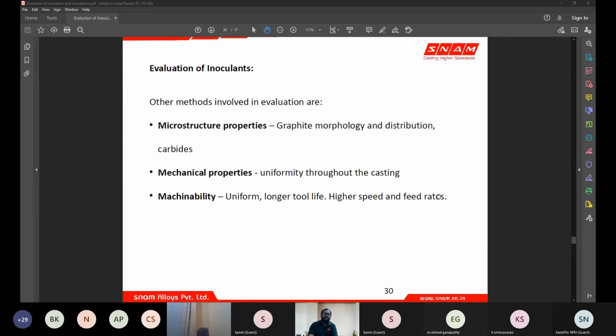And if that is uniform, then you can think of going for high speed or high feed rates of cutting, which will improve your productivity. If your machinability is non-uniform, then you cannot think of making an improvement in productivity. So to get uniform machinability, inoculation plays a major role. And when you have uniform inoculation, you can think about working on the uniformity and increasing the productivity.